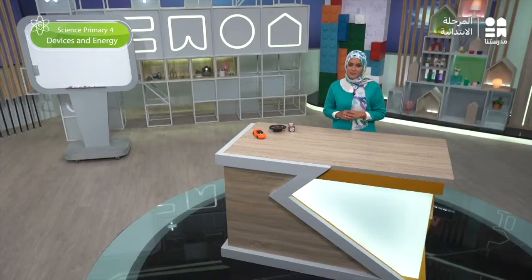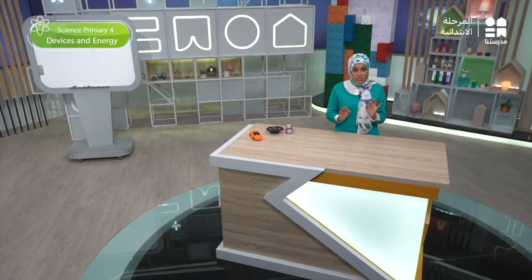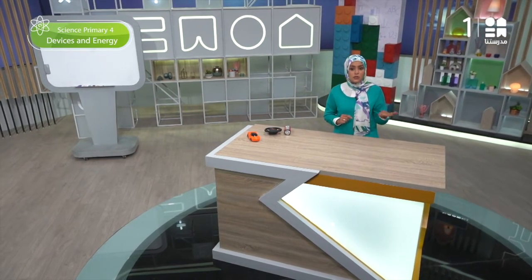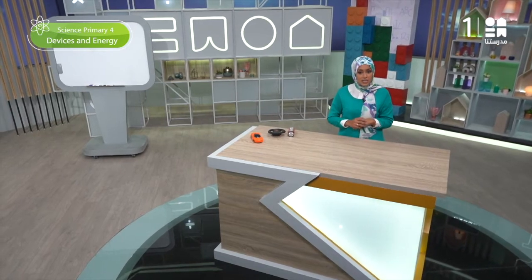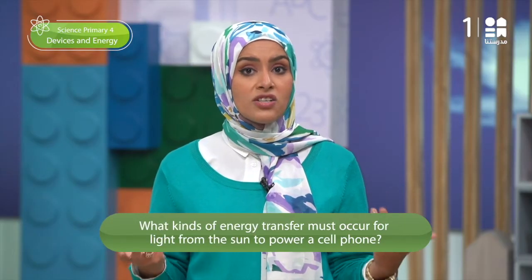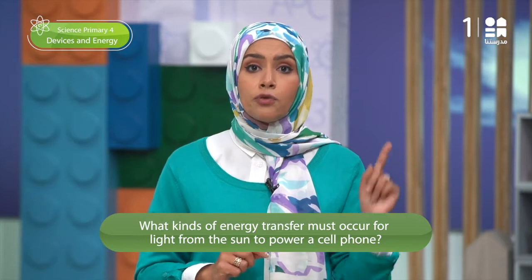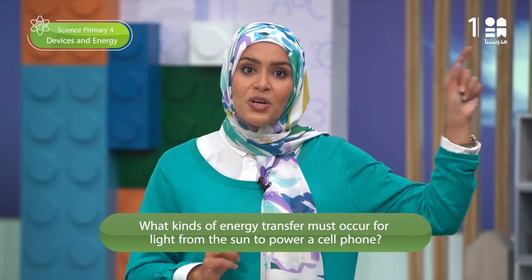Now think with me. If we can use another way to charge the mobile rather than connecting the charger to electricity, what type of energy can we use? And what energy transformations will occur to power the mobile? This is the main question that we will need to answer during studying of the concept, which is what kinds of energy transfer must occur for light from the sun to power a cell phone.